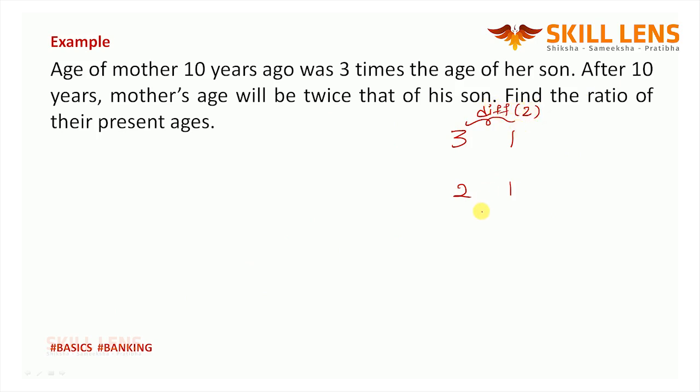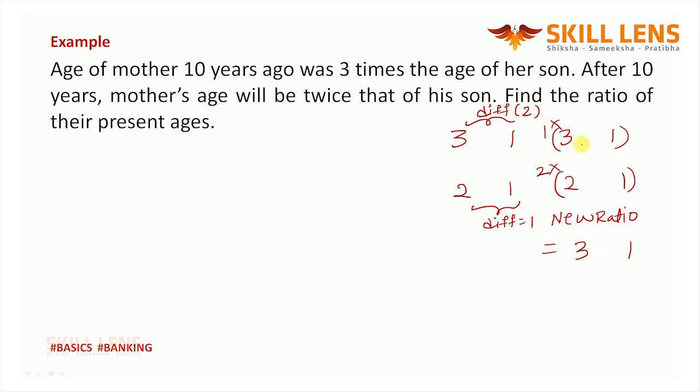What is the difference here? 2. Take this difference. What is the difference here? 1. What you are going to do is take the first ratio, multiply with the other ratio's difference. What is the other ratio's difference? 1. Take the second ratio, multiply with the first ratio's difference. What is the first ratio's difference? 2. So can I conclude my new ratio is going to be what? 3:1, because 1 into 3 is 3, 1 into 1 is 1. 2 2s are 4. 2 1s are 2. So this is your new ratio.